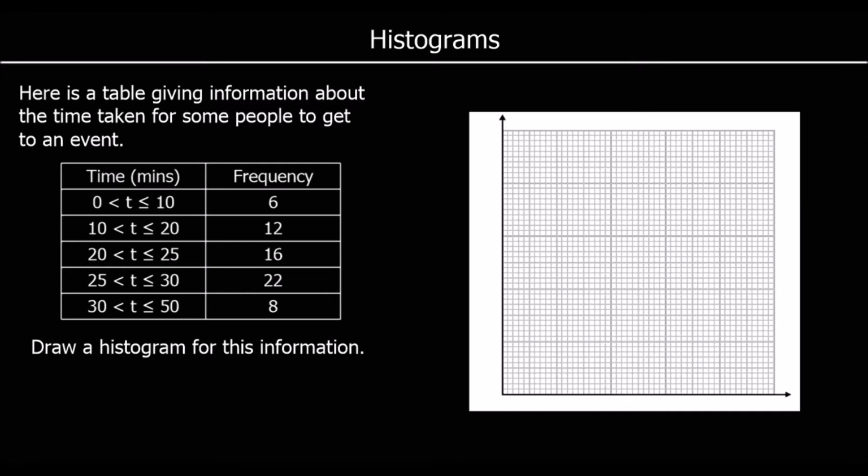And now a histogram. So with a histogram, the frequency doesn't go up the y-axis. The frequency becomes the area, and the height we call frequency density. And frequency density can be calculated by doing frequency divided by the class width. So how wide the bar is. So the 0 to 10 minutes bar is going to be 10 wide. The difference between 0 and 10 is 10.